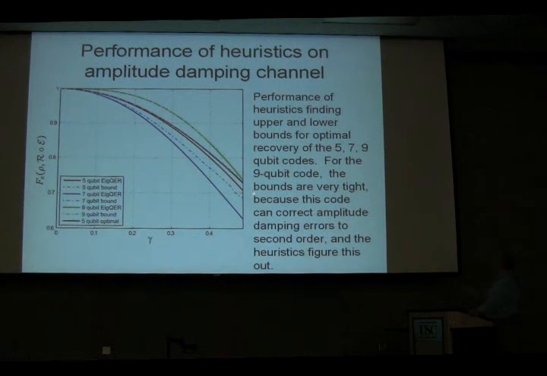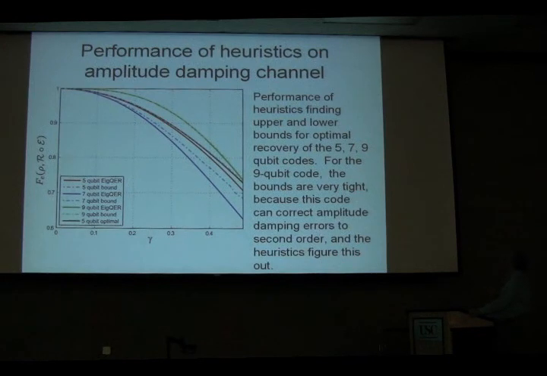So this is the right solution for recovering from the 9-qubit code with an amplitude damping channel with the best recovery. And for the 7-qubit code, the upper bound is quite a bit above the lower bound. And also, the 7-qubit code is less than both the 9-qubit and the 5-qubit code.